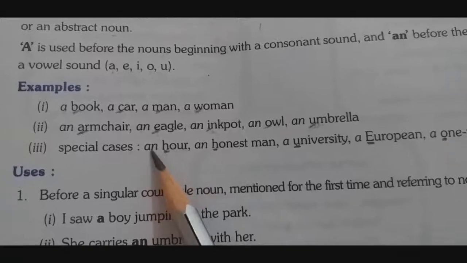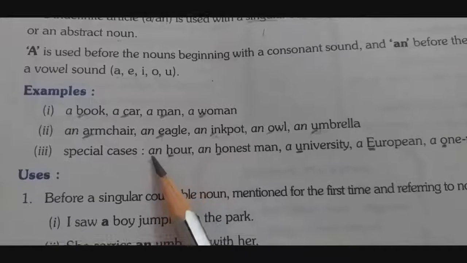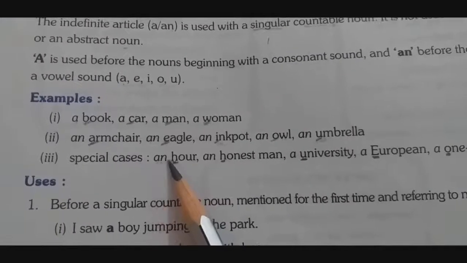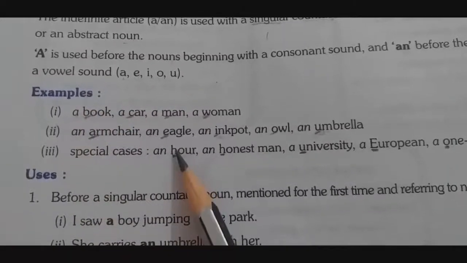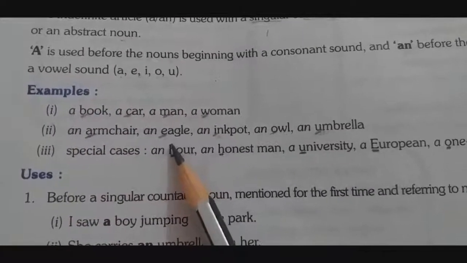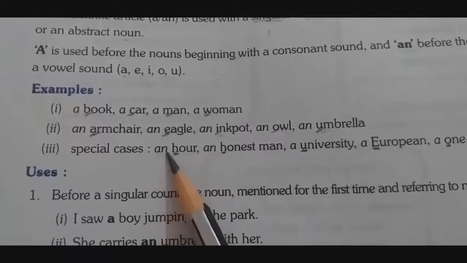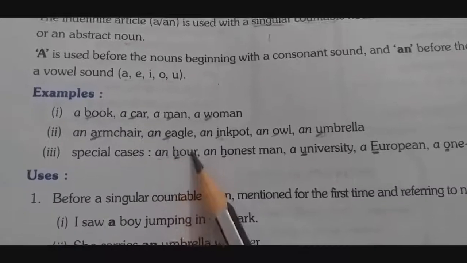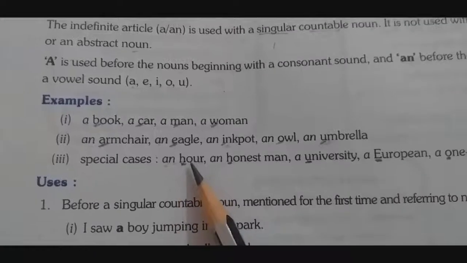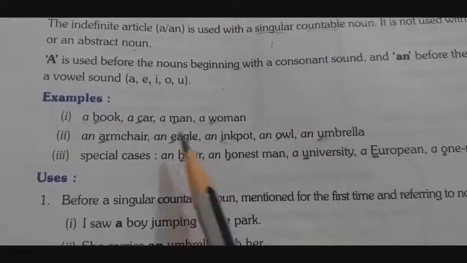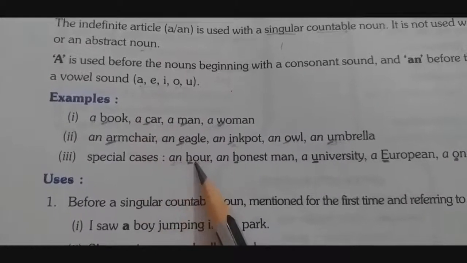So here we are using an, although H is a consonant. Otherwise, an is used with a vowel sound only, yes or no? But here, although the alphabet is H, yet we take the article an. Why? Because when we pronounce this, we do not call it "hour" with H, we call it "our". So when we say our, we can hear the sound A, so it becomes an hour.